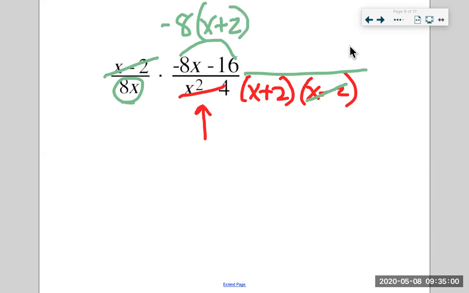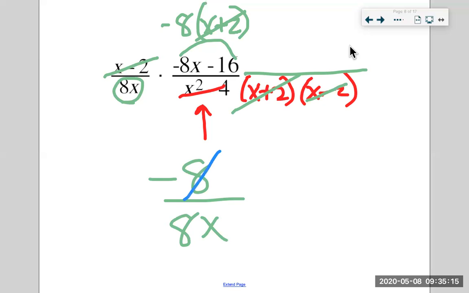Oh, look at that. So then we have an x plus 2 in the numerator and an x plus 2 in the denominator. So what are we left with? Right now we have negative 8 in the numerator and we have 8x in the denominator. So we can simplify by a factor of 8. That becomes -1, and that becomes x. So we have -1 divided by x.